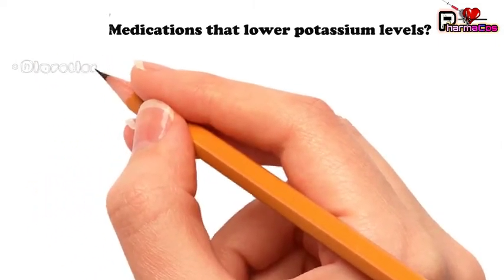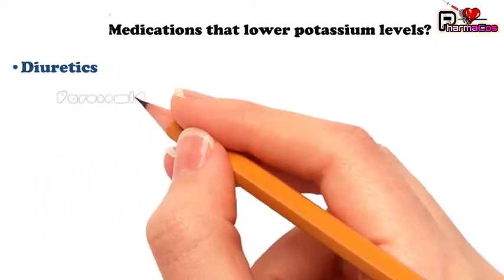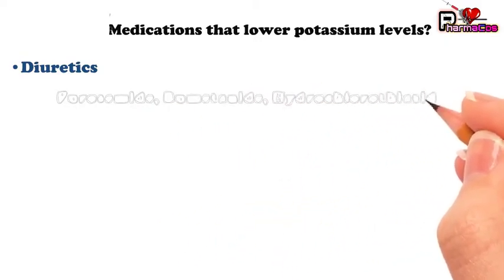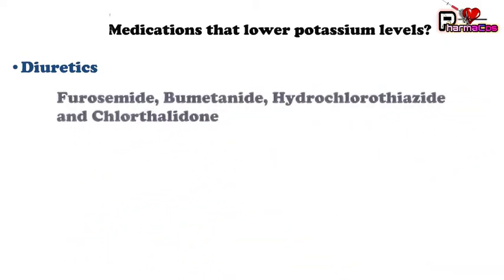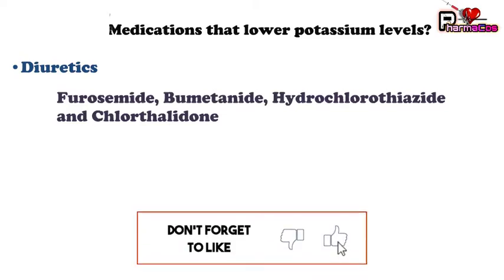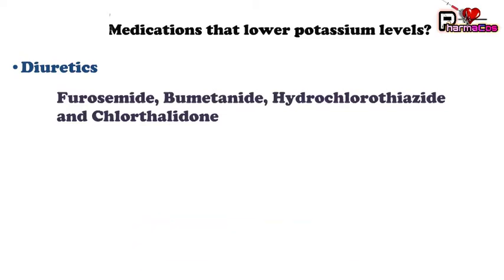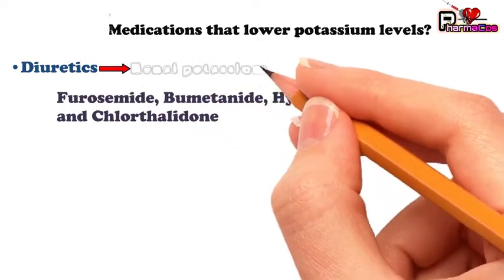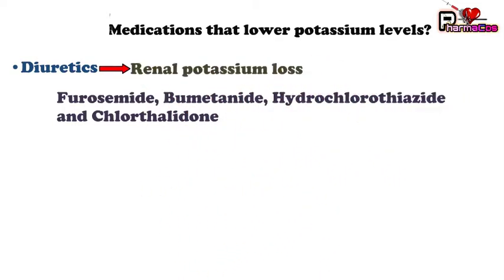Now let us see what medications can lower the potassium levels. Firstly, diuretics. Among diuretics, furosemide, bumetanide, hydrochlorothiazide, and chlorthalidone are the main medication-related cause of low potassium levels. These medications are commonly used to treat high blood pressure, heart failure, and lower extremity swelling. Potassium follows water out of your kidney to your bladder, so diuretics which increase urination may lower your potassium levels.